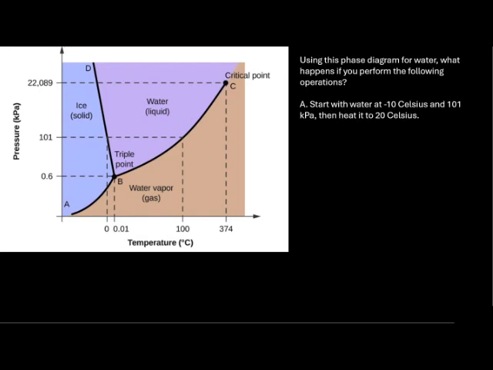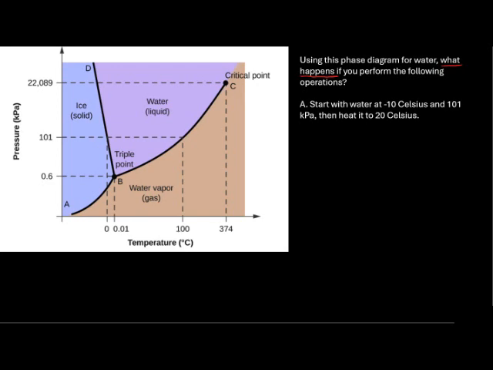In this question, we are given a phase diagram for water. In this phase diagram, the regions are marked by the state of matter they correspond to. On the left, we have the solid state. In the middle, we have water, the liquid state, and on the bottom, we have the gaseous state. Our question says to start with water at negative 10 degrees Celsius and 101 kilopascals, heat it to 20 Celsius, and then asks, what happens if you perform that operation?